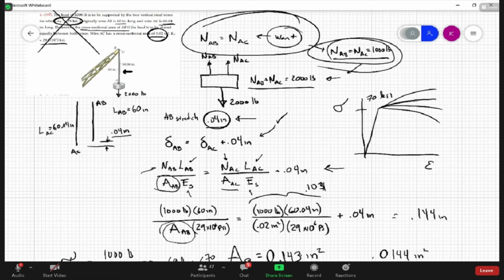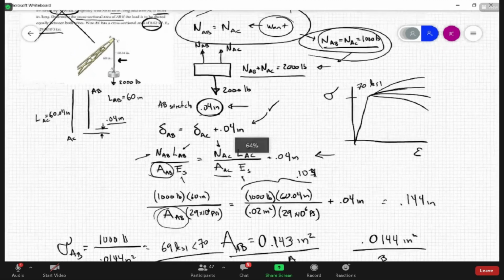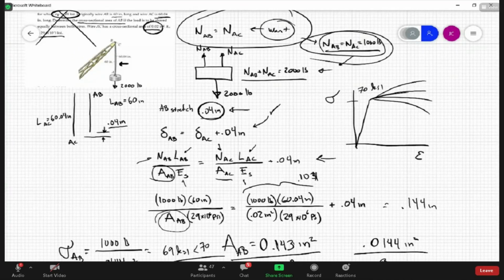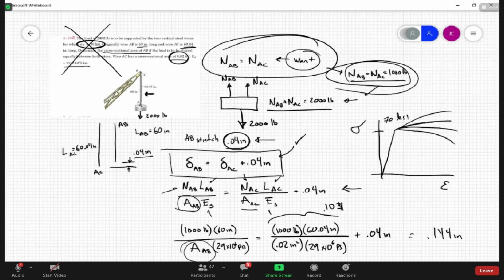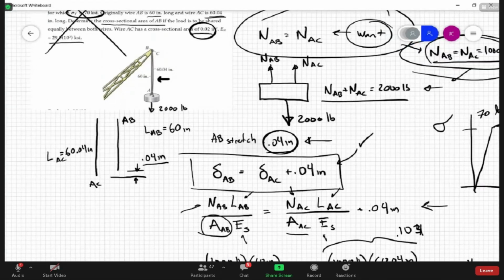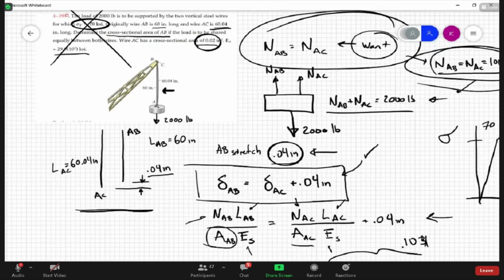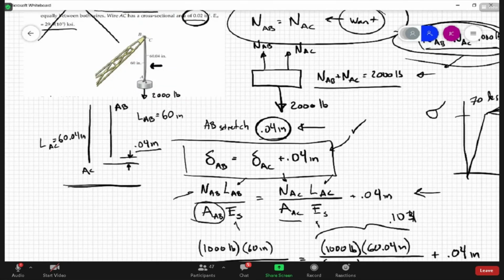Any questions on that? Professor, just one question. Yeah. On the compatibility equation, I'm having trouble understanding why it's AB equals AC plus 0.4 instead of AC equals AB plus 0.4. Okay, so we're good with this, right? That AC is 40 thousandths of an inch longer than AB, unless I got that wrong. Yeah, AC is 40 thousandths of an inch bigger than AB, correct?